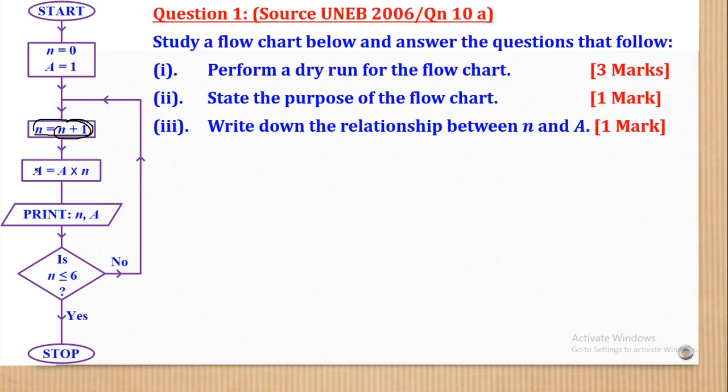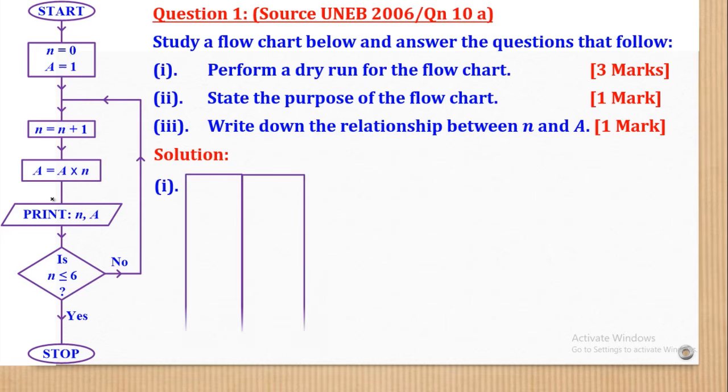Then this formula shows that this value of a also changes, because when n changes, a will also change. So what does that mean? It means that now we have two variables. So we shall come and tabulate our values for these two variables of n and a.